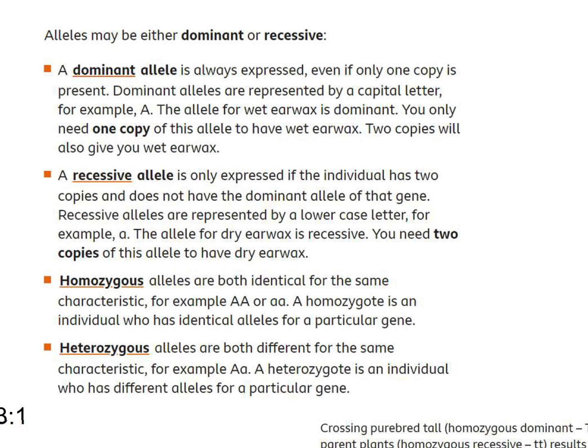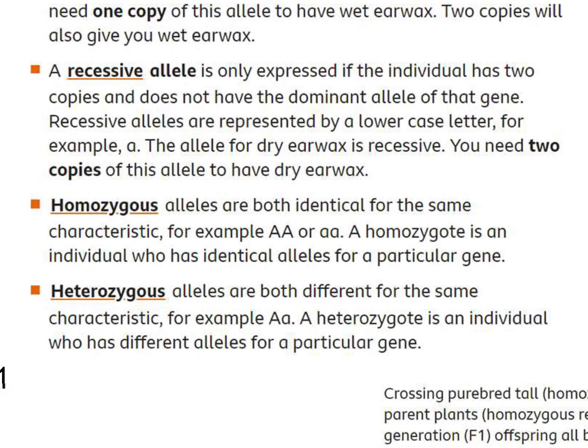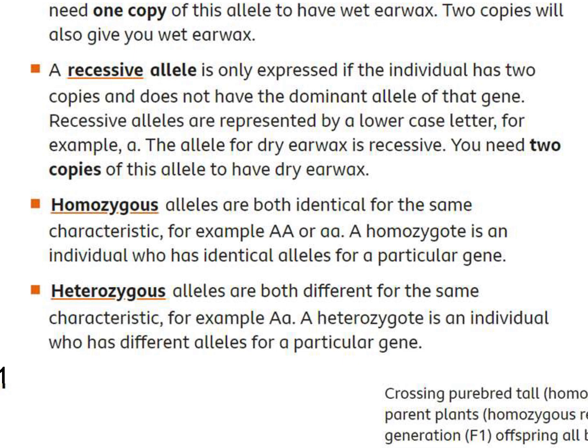Since alleles are different forms of a gene, they occupy the same relative positions on a pair of homologous chromosomes. We describe the genotype as homozygous if both alleles are identical. For example, we have a homozygous dominant genotype or a homozygous recessive genotype. If the alleles are different, it will be heterozygous at the genotype.